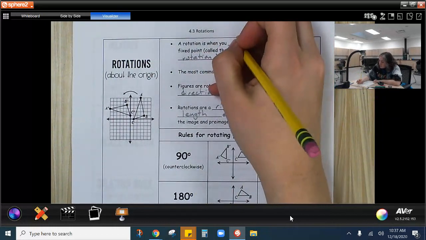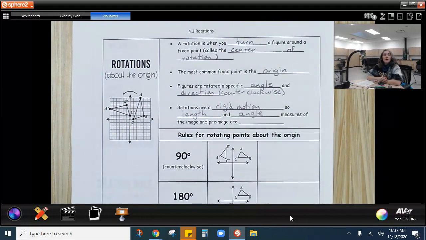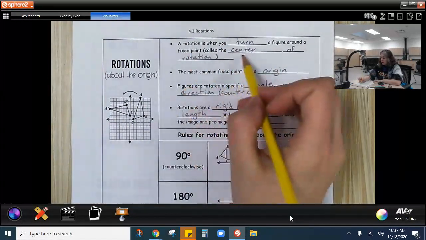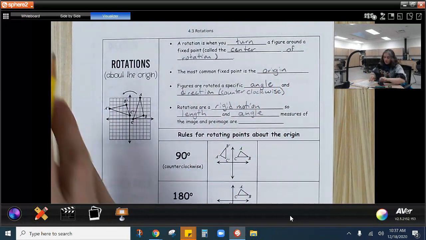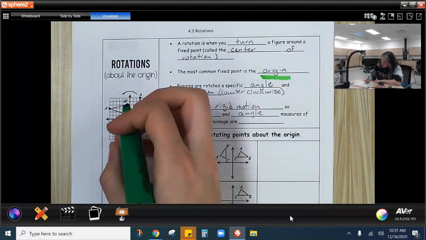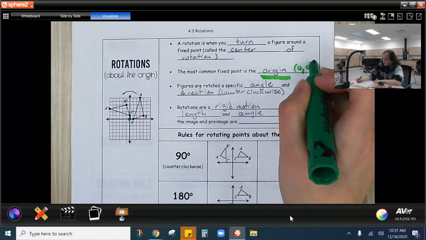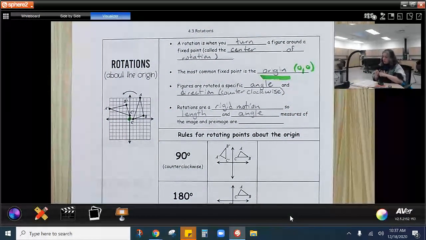A rotation is when you turn the figure around a fixed point. And the fixed point we call the center of rotation. The most common fixed point is the origin, all right? The origin, which is, of course, right here at 0, 0. The figures are rotated at a specific angle and a direction.